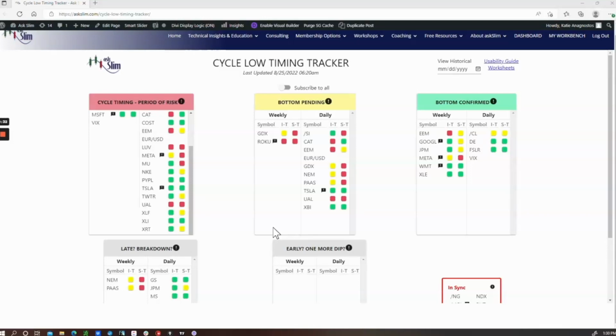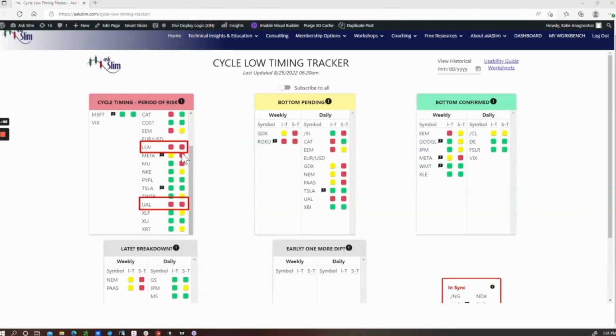Often we see symbols that are part of the same sector appearing on here together, and that's the case right now with both of the airlines that we follow on the focus list, Southwest Airlines and United Airlines. They are both in the cycle timing windows on the daily chart. That's why they're found in this box and this column on the cycle low timing tracker. So the cycle timing window is a period of time when one cycle is bottoming and we're expecting a move up into the rising phase of the next cycle, but that does not always mean a bullish setup.